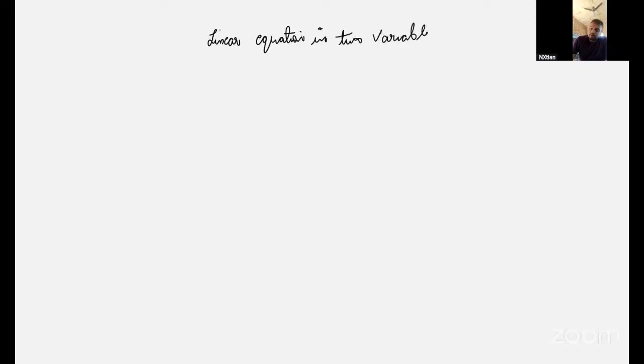Linear equation in two variables. So now what do you mean by linear equation? Linear equation is the equation in which the degree of polynomial is 1. That is called as what? Linear equation. Now what do you mean by linear equation in two variables?